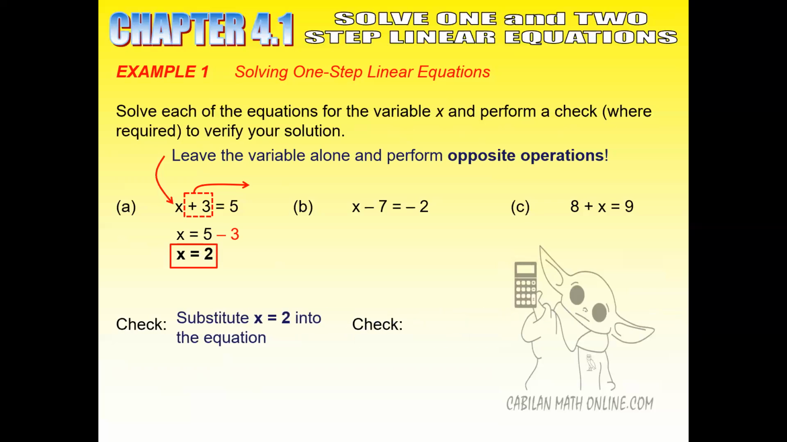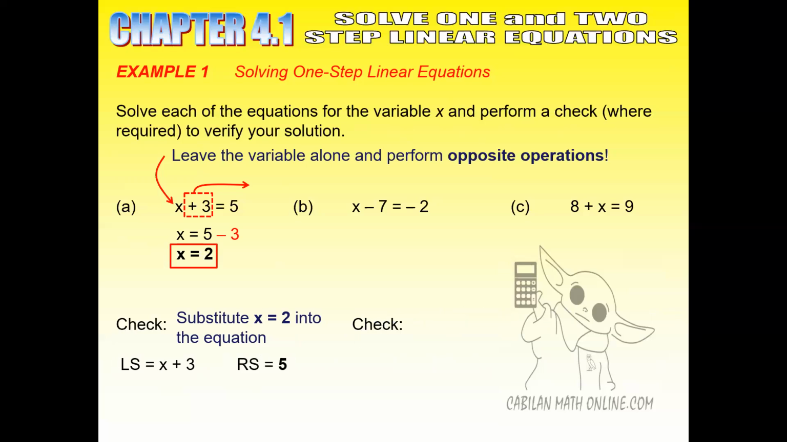Now I'm just going to introduce you to how to perform a check. You do not need to do this all the time; you only do it when you're asked to. Basically, we just want to make sure that our answer is indeed correct. The way we do this is by breaking the equation into a left side and a right side. The left side is whatever's to the left of the equal sign, which is the x plus 3. The right side is whatever's on the right side of the equal sign, which in this case is the 5.